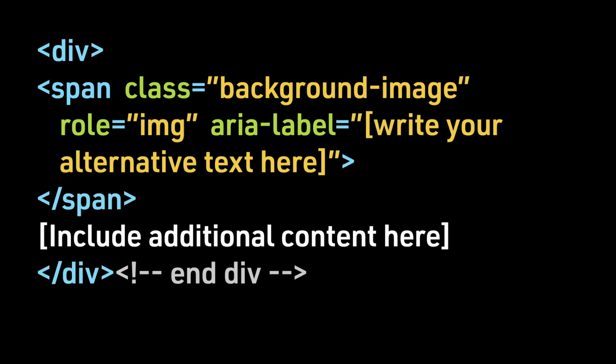This is how this would appear. Opening div tag, opening span tag, class equals "background-image" in quotation marks, role equals "image" in quotation marks, aria-label equals "write your alternative text here" in quotation marks, end span, include additional content here, end div.